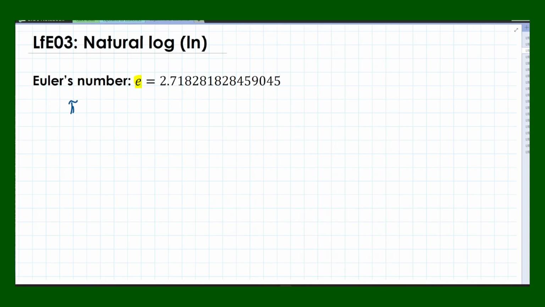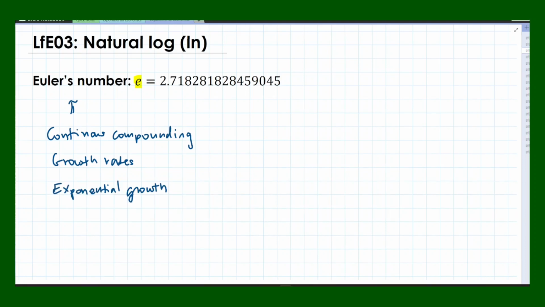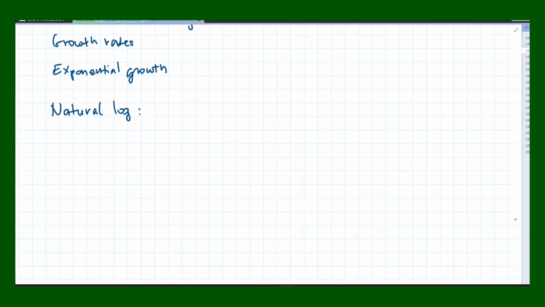Well, Euler's number is very widely used in economics. It's used when we're calculating continuous compounding, and intimately connected to that, we use it when we look at growth rates, and many economic phenomena are described by exponential growth, so you can come across Euler's number there. There's another place where Euler's number is used, and that is the focus of this video, which is the natural log.